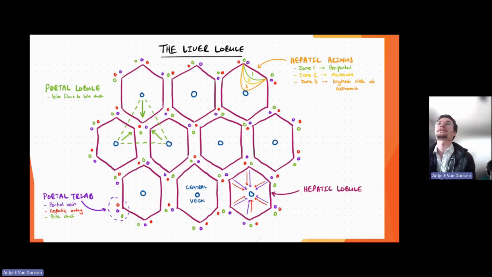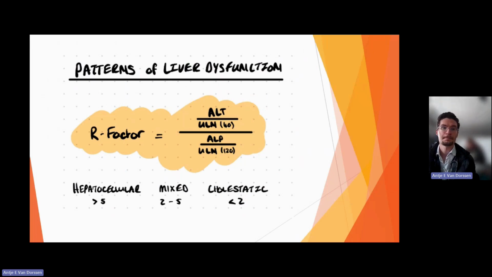The hepatic acinus is a functional classification of zones within the hepatic lobule, and there are 3 zones. The periportal zone is zone 1, and the zone at highest risk of ischemia is zone 3, because it's the furthest from the blood supply. That becomes important when assessing patterns of liver dysfunction and understanding what we see on our blood tests when you get a raised ALT or a raised AST, and the reversed ratio between those. You can understand where that's coming from. So I like to have this picture in my head when thinking about liver failure.